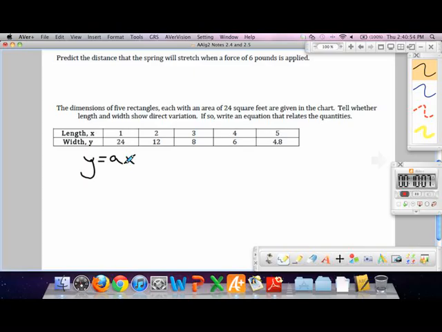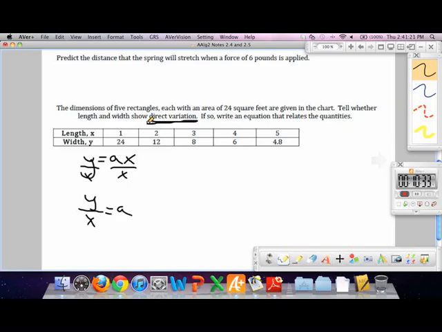This varies directly. Does it show direct variation? If it does, it should fit this form, which means that this constant of variation better be the same for every piece of data. And you can find the constant of variation for every piece of data by dividing y by x. So if we divide y by x in every single piece of data, we should get the same constant of variation if it varies directly.